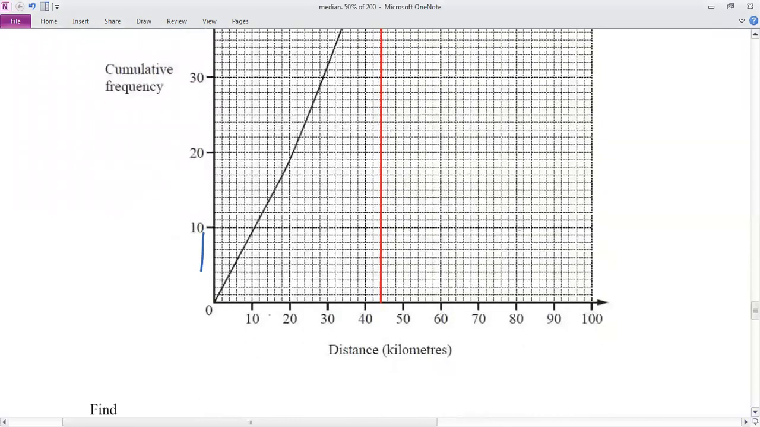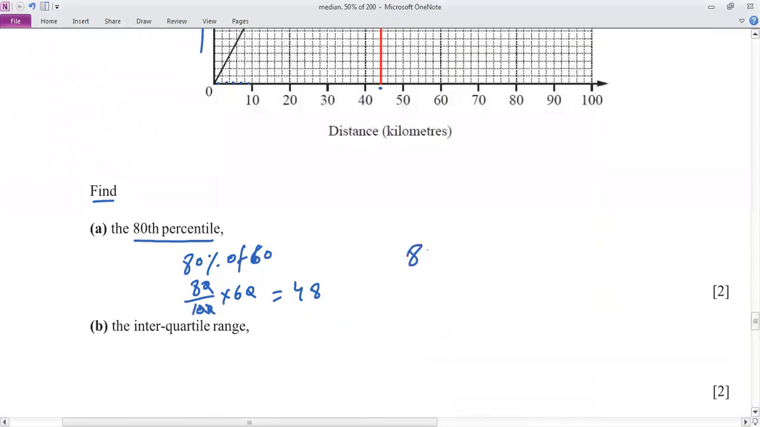What is it? Check how much each box is on this side. 1, 2, 3, 4, 5 boxes making 10. It means each box is 2. So this is 42, 44. So this is 44. It means we will say the 80th percentile is 44.